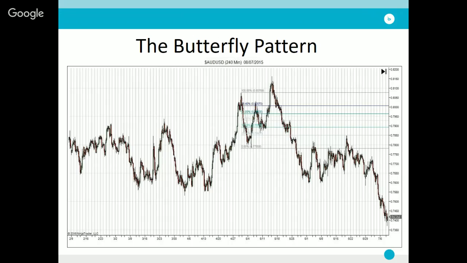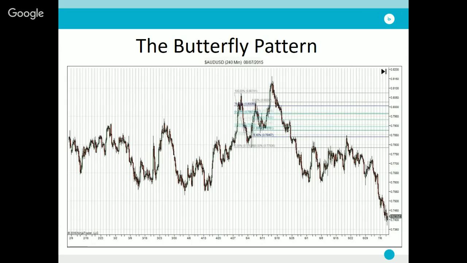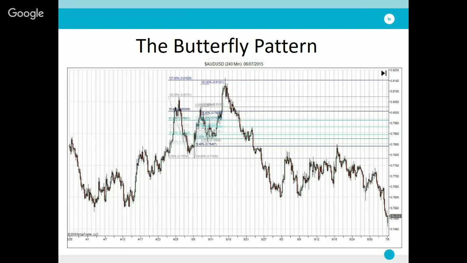So here we have a great example of a butterfly pattern in play. You can see we have our initial XA leg here, this bearish swing. We get our retracement higher into the 78.6% retracement of that XA leg. We then retrace lower all the way down into the 61.8% retracement of the AB leg. Then finally, we get that last drive higher right up into the 127% extension of the XA leg, which also has the 161.8% extension of the BC leg right in that zone too.